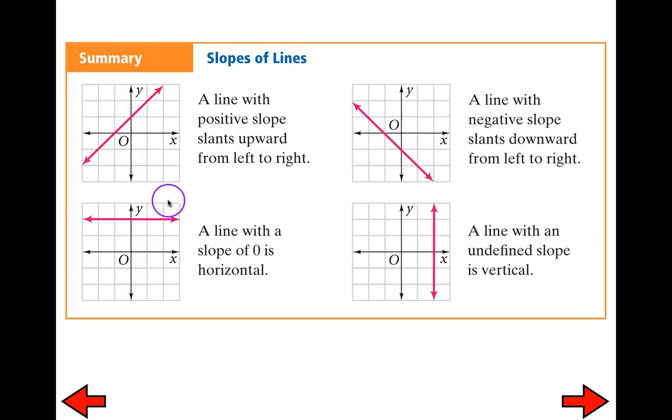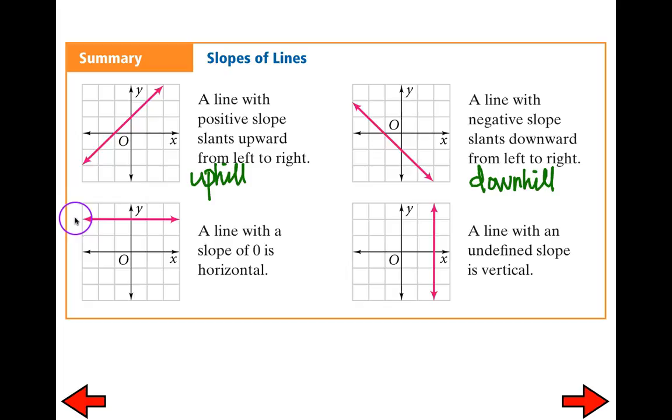Okay, so just a friendly reminder, we do read graphs from left to right. So in this case, it's going upwards. So we're going to refer to this as uphill. Okay, and this one's going downwards from left to right. So we're going to refer to this as downhill.